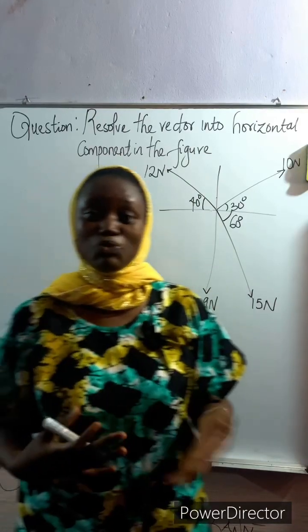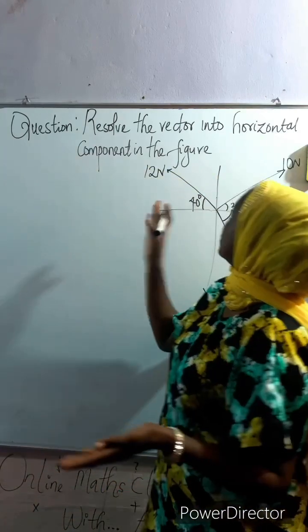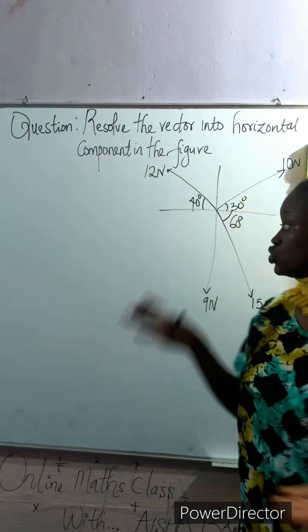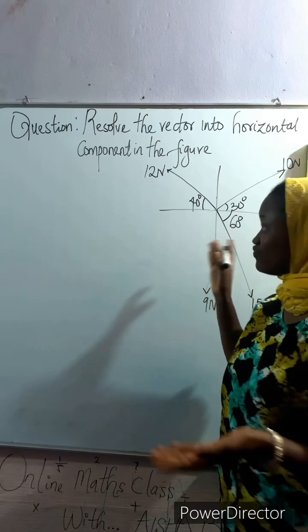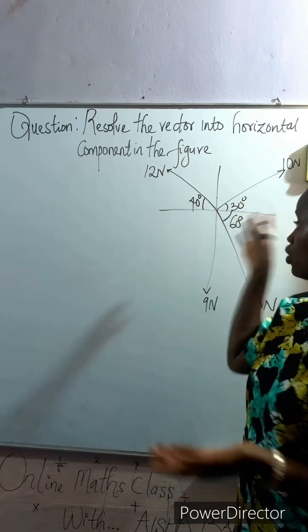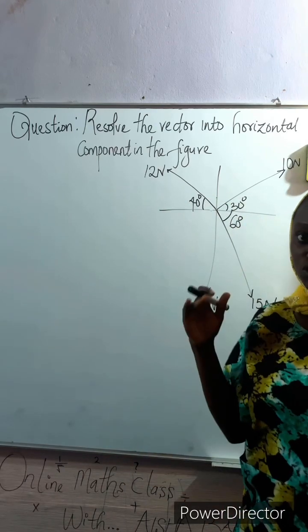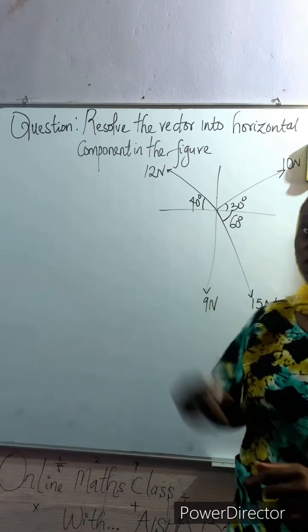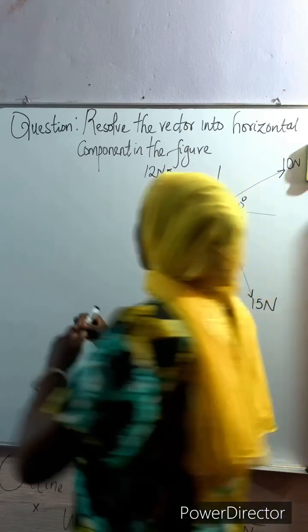In our last class, we resolved vector into the vertical component. So today, we shall be resolving vector into the horizontal component using the same example we used in the last class. So let's resolve this vector into the horizontal component.